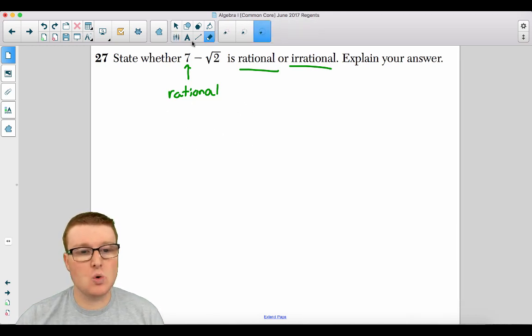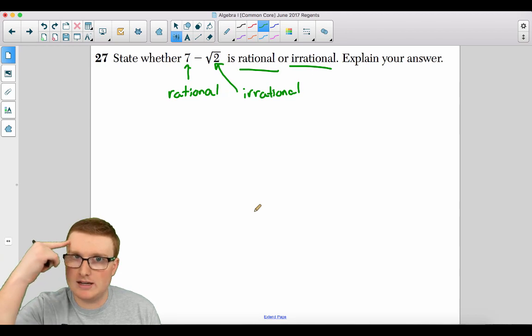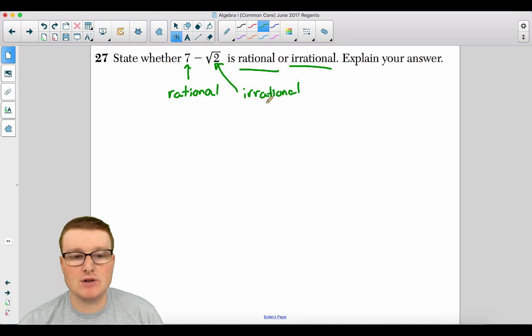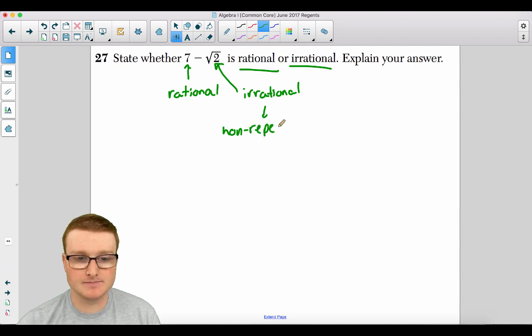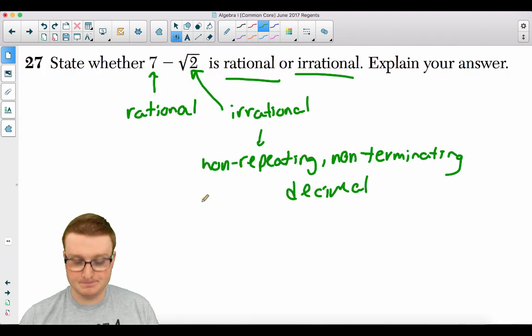Now, the square root of 2 is commonly known as an irrational number. And if you don't know that the square root of 2 is an irrational number, drill that into your brain. Remember, an irrational number by definition is a non-repeating, non-terminating, meaning it doesn't end, decimal. All right, I'm just writing all this stuff down so it could jog in your head.